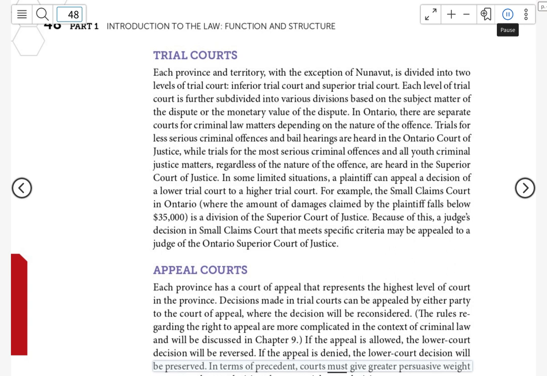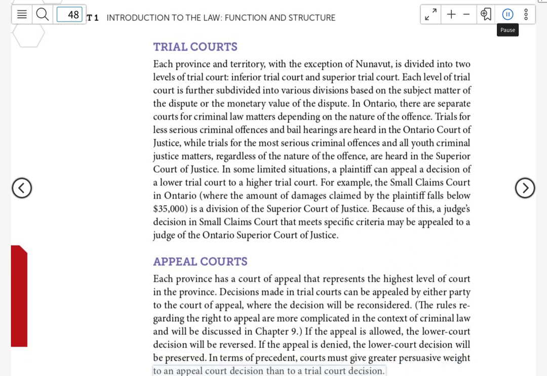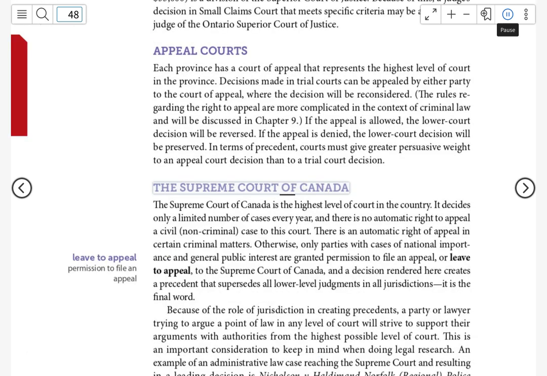In terms of precedent, courts must give greater persuasive weight to an appeal court decision than to a trial court decision. The Supreme Court of Canada. The Supreme Court of Canada is the highest level of court in the country. It decides only a limited number of cases every year, and there is no automatic right to appeal a civil, non-criminal case to this court. There is an automatic right of appeal in certain criminal matters.